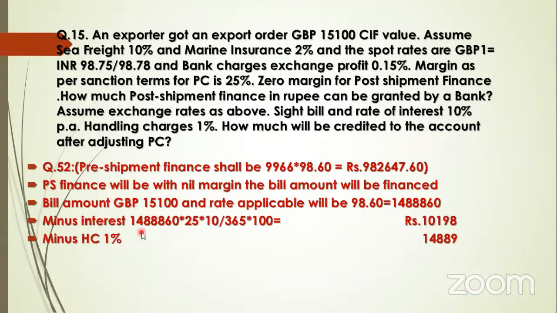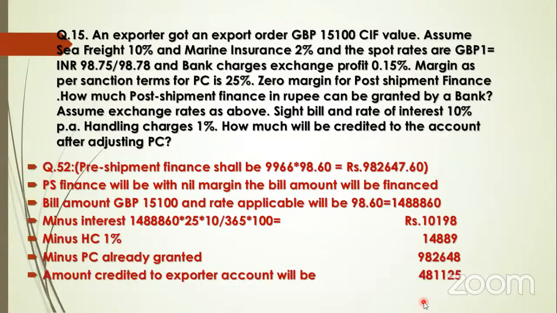Okay. So the post-shipment interest is this much, handling charges is this much. Already you have given pre-shipment. That also you have to minus. Don't give that again, because otherwise you are double financing. Already you have given pre-shipment, that you minus, and the handling charges you minus, interest you minus, and the net amount you credit. The net amount, 4,81,125, will be credited to his current account. This is the final answer.